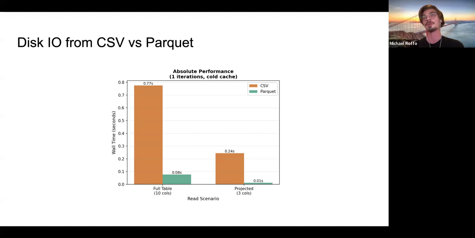And when we are using Parquet's projection feature to just read a single column, it is up to 24 times faster because Parquet is able to store the data with good data locality for the columns. Next slide.